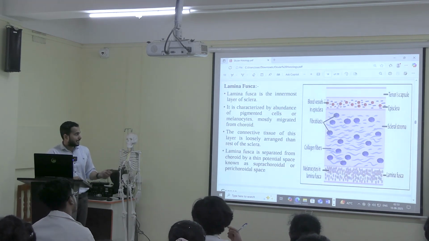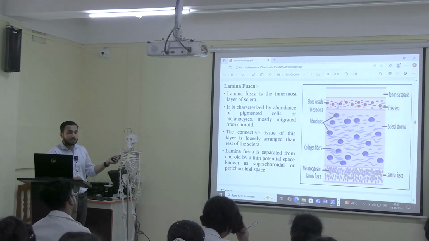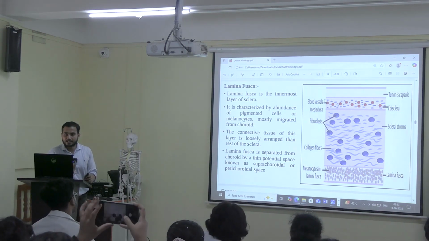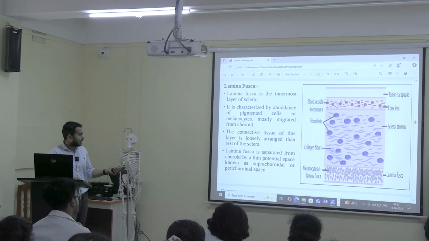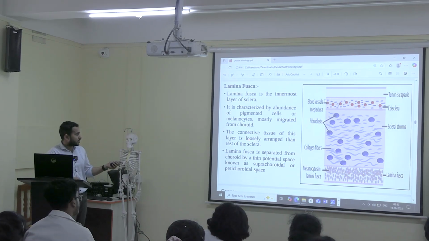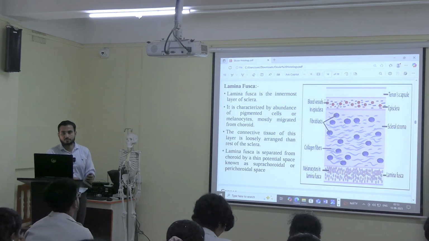And lastly is the lamina fusca. This particular part is the lamina fusca. Okay, so what is present in it? Abundant pigment cells, that is melanocytes, are present, and those melanocytes have migrated from the choroid, which is the vascular layer. Connective tissue is also present, loosely arranged in this area, and this lamina fusca is separated from the choroid by a potential space called the suprachoroidal or perichoroidal space.